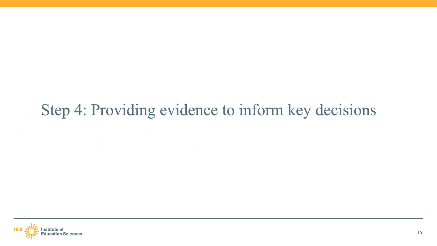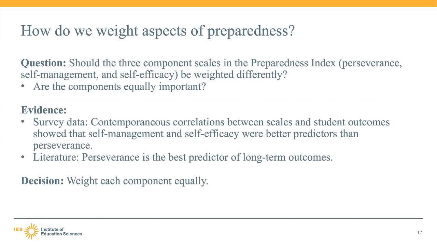The fourth step was to provide some evidence on some specific decisions when actually calculating that score. And we explored a number of different issues, but today I'm going to talk about two of the key ones. The first decision was how to weight each of those three topics that entered that preparedness component: perseverance, self-management, and self-efficacy. For example, if evidence suggested that one of those components of preparedness was more important than the others, that could have received a higher weight when we were calculating student scores.